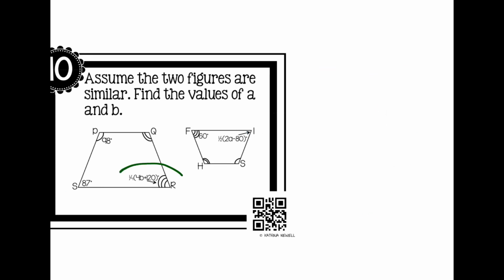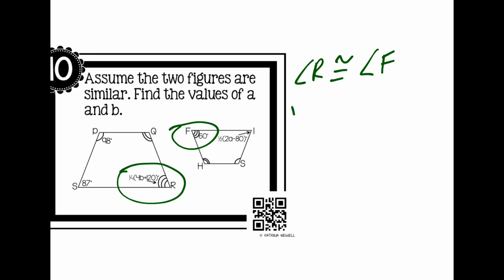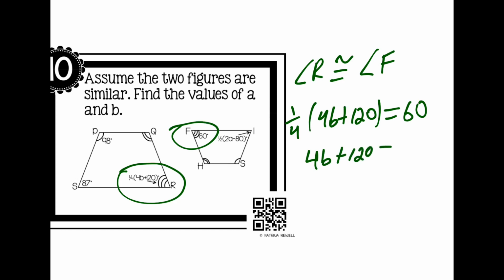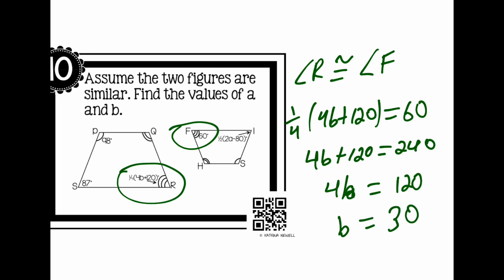To figure out b, that's the one with 3 swoops, which is f. So we can say that angle r is congruent to angle f. And we can say that 1/4 of the quantity 4b plus 120 is equal to 60. So if we get rid of the 1/4, then we have 4b plus 120 is equal to 240. 4b is equal to 120. b is equal to 30.